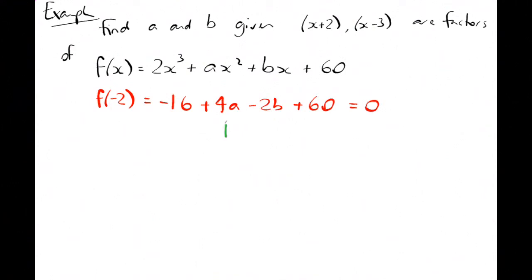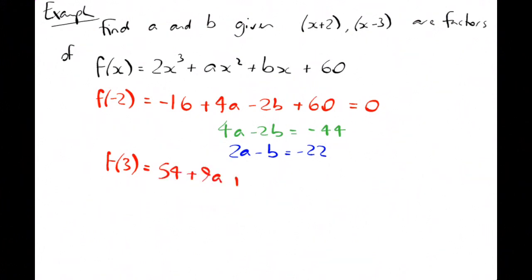Simplifying that, I get 4a minus 2b equals minus 44, which simplifies to 2a minus b equals minus 22. I'm going to use my other bit of information and work out that f of 3 equals 0. So substituting in 3, we get 27 times 2, 54, plus 9a plus 3b plus 60 equals 0. Simplifying that, I get 9a plus 3b equals minus 114, which is 3a plus b equals minus 38.